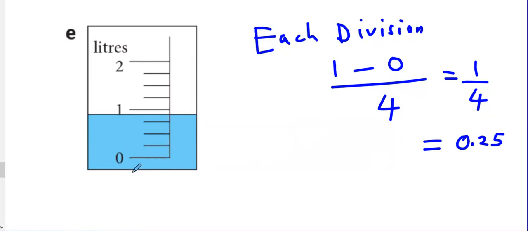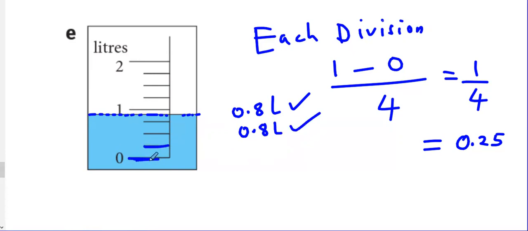So from here now, let us try to estimate that. This reading is pretty close to 1. So someone can say, this is 0, this will be 0.25, this will be 0.5, this will be 0.75. So somebody can write 0.8 liter, will get correct, or 0.85 will also get correct, because each line is 0.25. So this is 0, add 0.25, this will be 0.5, 0.75, and this will be 0.8, somewhere there.